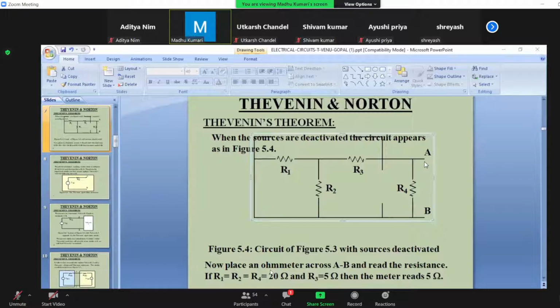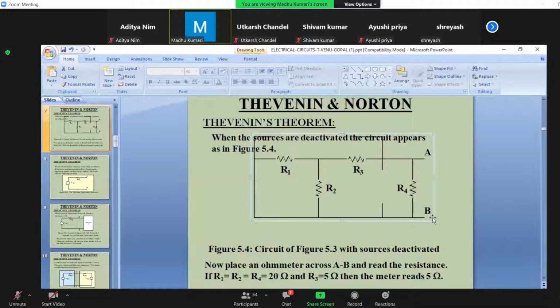Now there is a question, no one is asking how A and B are coming. Suppose in any network, one load is given across A and B, that is R5. Connect it or draw it in your copy. R5 will be connected to A and B.